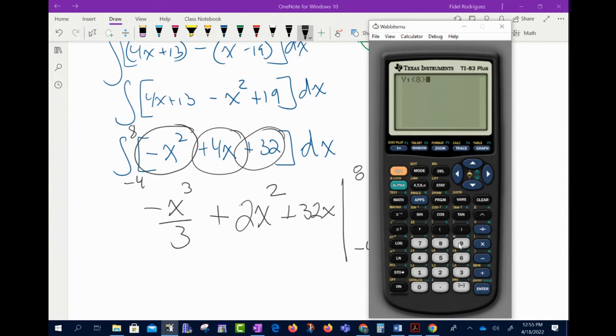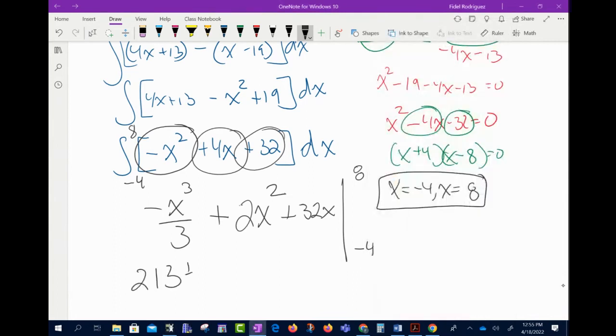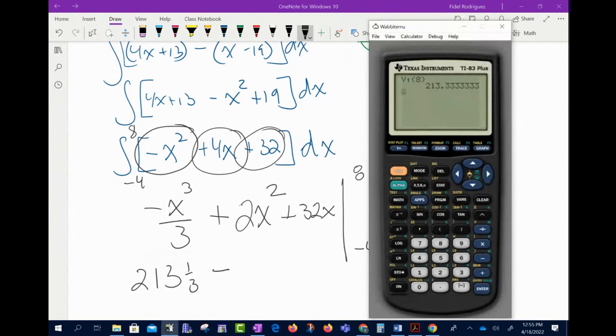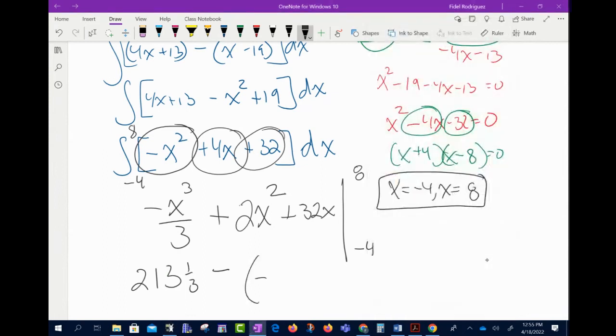Then we're going to evaluate this at 8. At 8, I'm coming up with 213 with a bunch of 3's after that. Wouldn't that be 213 and 1/3? Minus, we're going to evaluate this again at negative 4. I'm coming up with negative 74 with a whole bunch of sixes after that. So wouldn't that be negative 74 and 2/3?